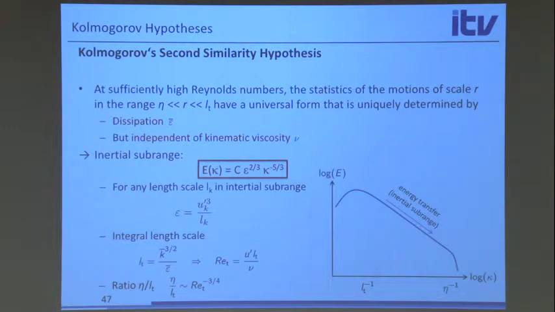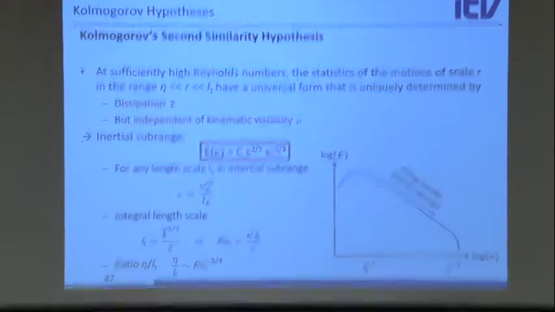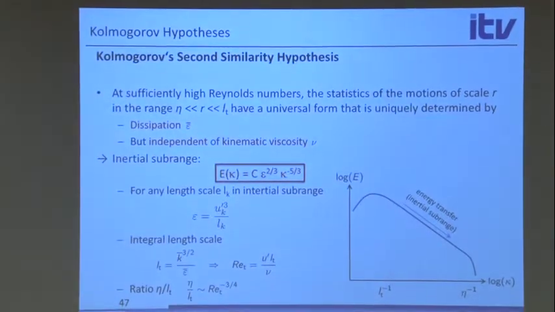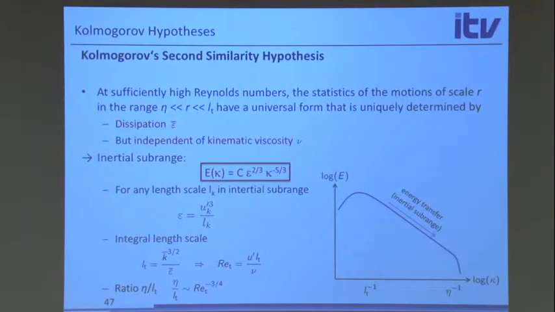This would be a super high Reynolds number, the way this looks. Super high Reynolds number means that the distance between L_T and eta is very large. So the distance between these points here, and the range of this inertial subrange here, is very wide, okay?